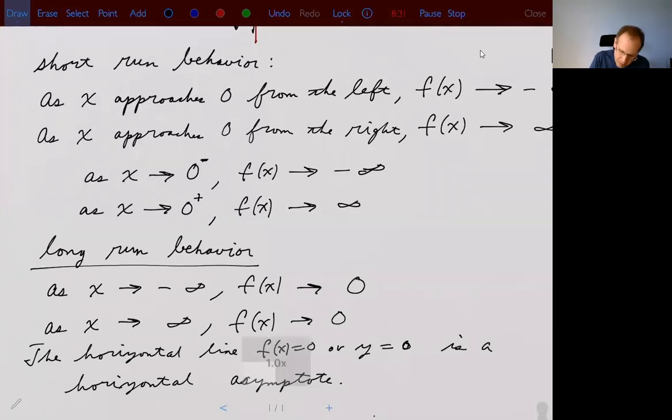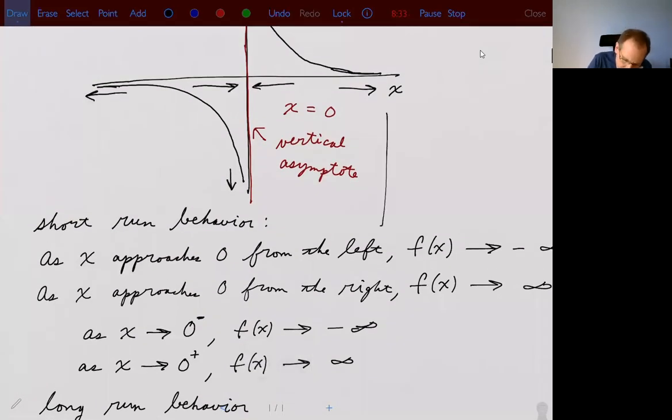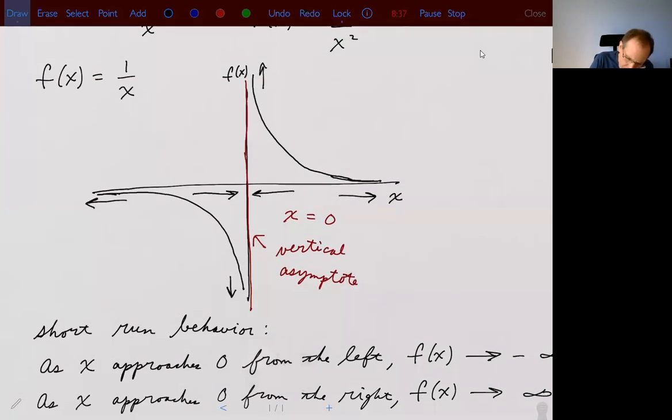So let me do that in the picture here. So this horizontal line, which in this case is really just the x-axis, that is, it has the equation y equals 0, and it's a horizontal asymptote.